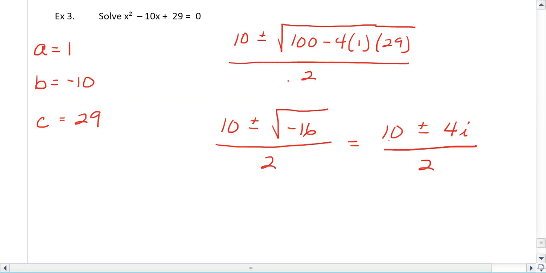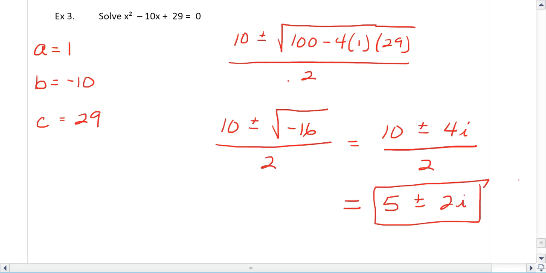And once again, this fraction can be reduced if all the terms have the same factor. And here they all do have a factor of 2. So the answer can be written as 5 plus or minus 2i. And that's the 2 answers.